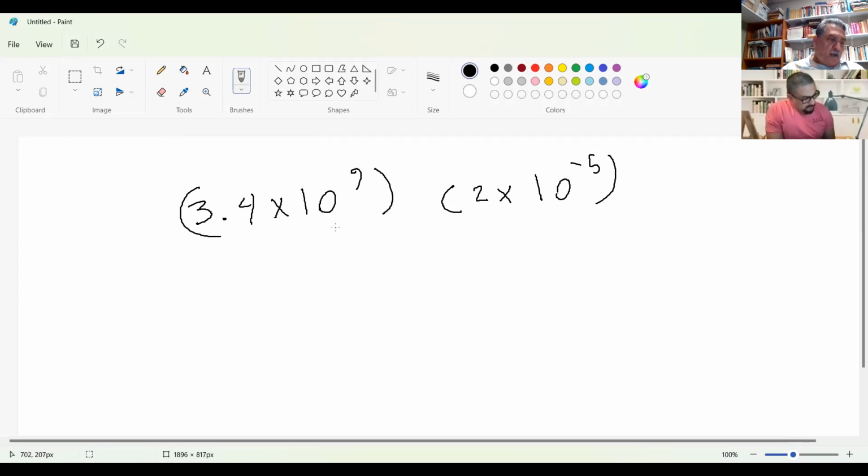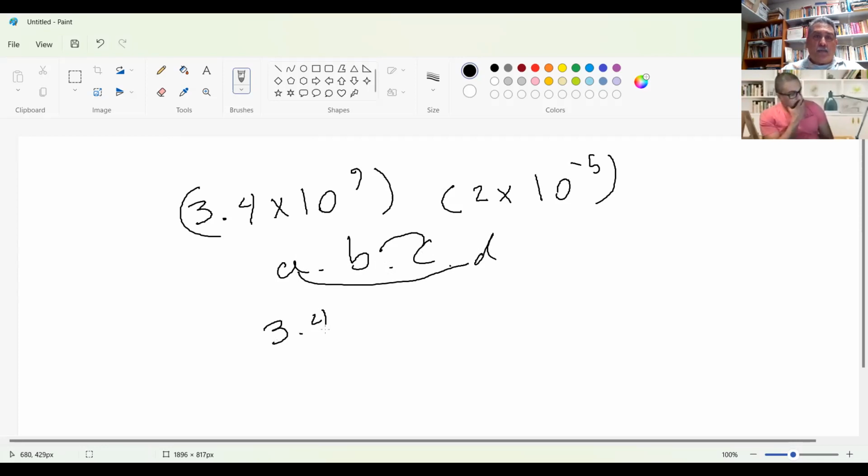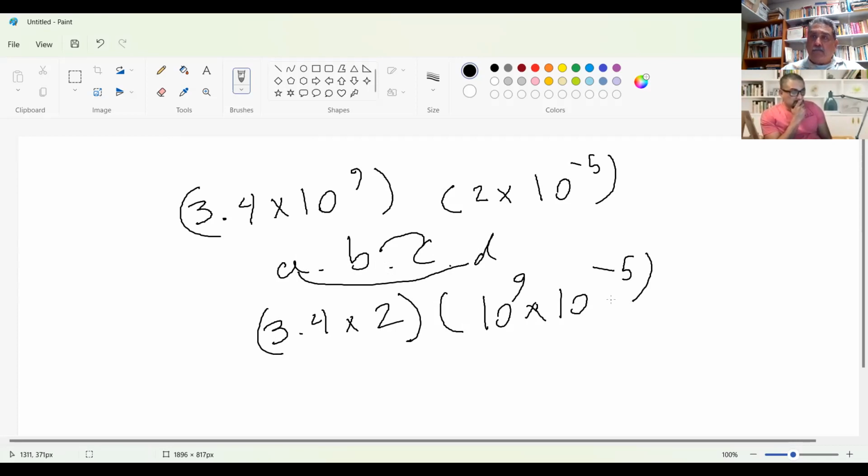So what do I do? Remember the associative rule, those 3 properties that we discussed. These are all being multiplied by each other. It's like A times B times C times D. It doesn't matter; I can multiply A times D or B times C, and the order doesn't make any difference. So I say 3.4 times 2, I put this in one grouping, times 10 to the power of 9 times 10 to the power of minus 5. Now here I can simplify this. The bases are the same, so I just add, or in this case, 9 minus 5, subtract. I get 10 to the power of 4.